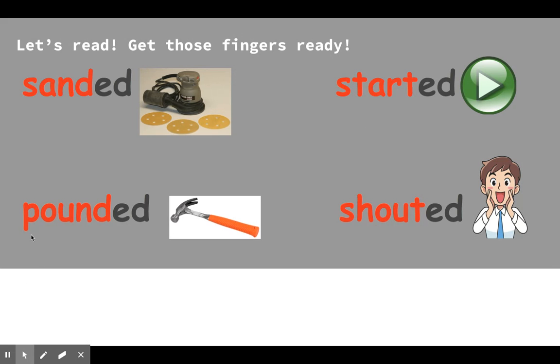Here we go with this P one, fingers up. P-ow-n-d, ed, pounded. Today I might pound a nail into my table. Last year I pounded. Here's my base word and my suffix. And our last one, fingers up. Sh-out, ed, shouted. Base word shout, ending ed, shouted. So that is our new or review sound today with our ed.